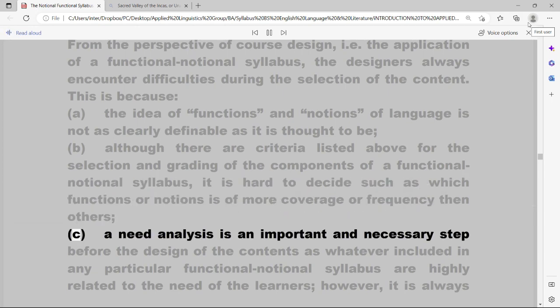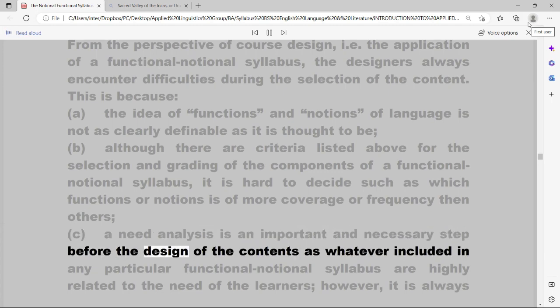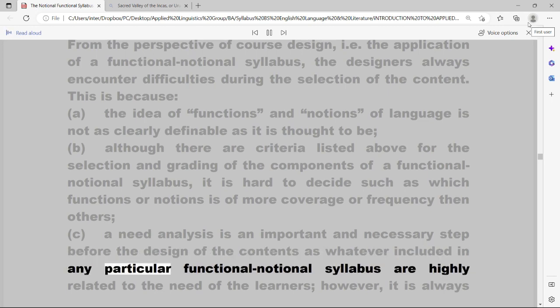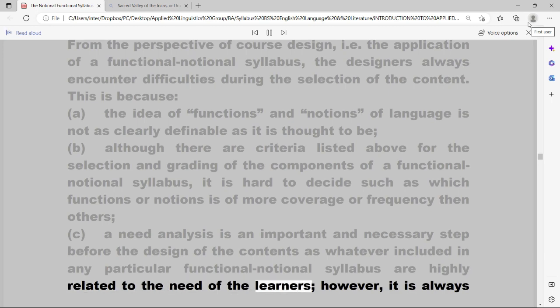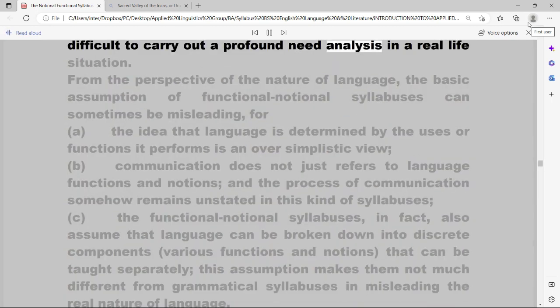C. A need analysis is an important and necessary step before the design of the contents, as whatever is included in any particular functional notional syllabus is highly related to the needs of the learners. However, it is always difficult to carry out a profound need analysis in a real-life situation.